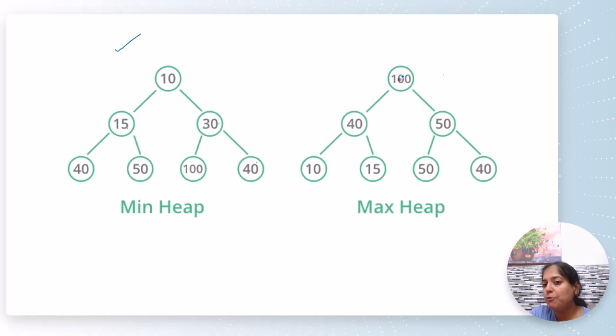Max heap: 100 is greater than 40 and 50. 40 is greater than 10 and 15. 50 is greater than, it should be 30 basically, 30 and 40. So each node is greater than its child node. So it is called a max heap. Now you can see here, in case of min heap, the root node contains the smallest value of the heap, whereas in the max heap, the root node contains the largest value of the heap.